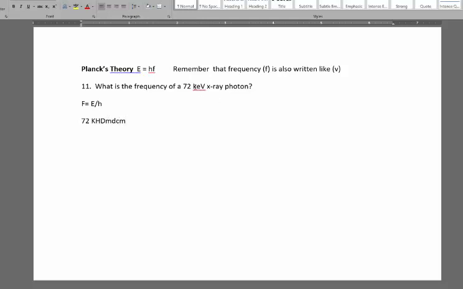Now, kiloelectron volts, K right here, we're going to move our decimal place over 1, 2, 3, because electron volts is just our unit, and this M in the middle just stands for the actual unit, which is electron volts. So kiloelectron volts, 1, 2, 3. So that means we're going to add 3 spaces. Okay. So now we just went from 72 kiloelectron volts to 72,000 electron volts.